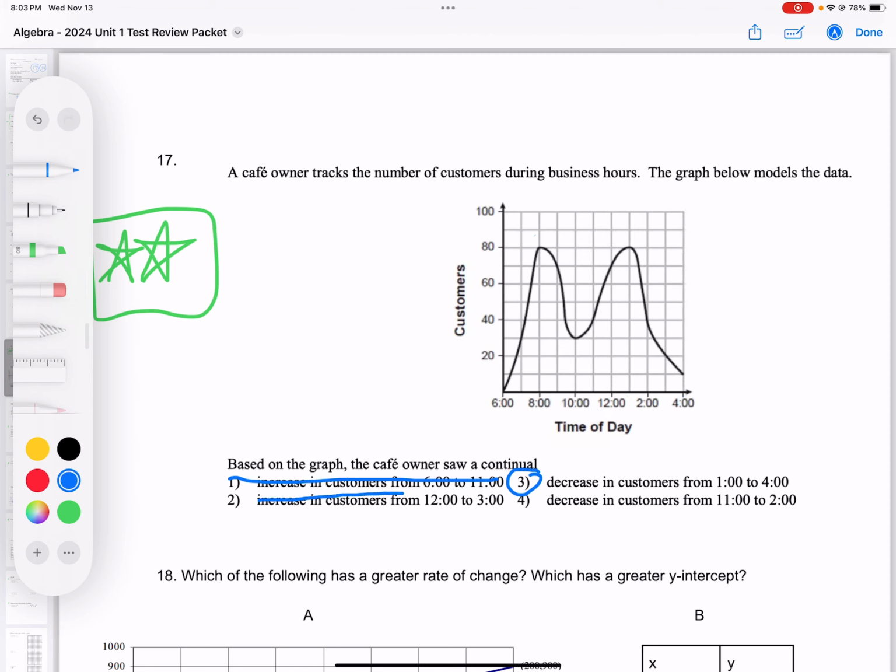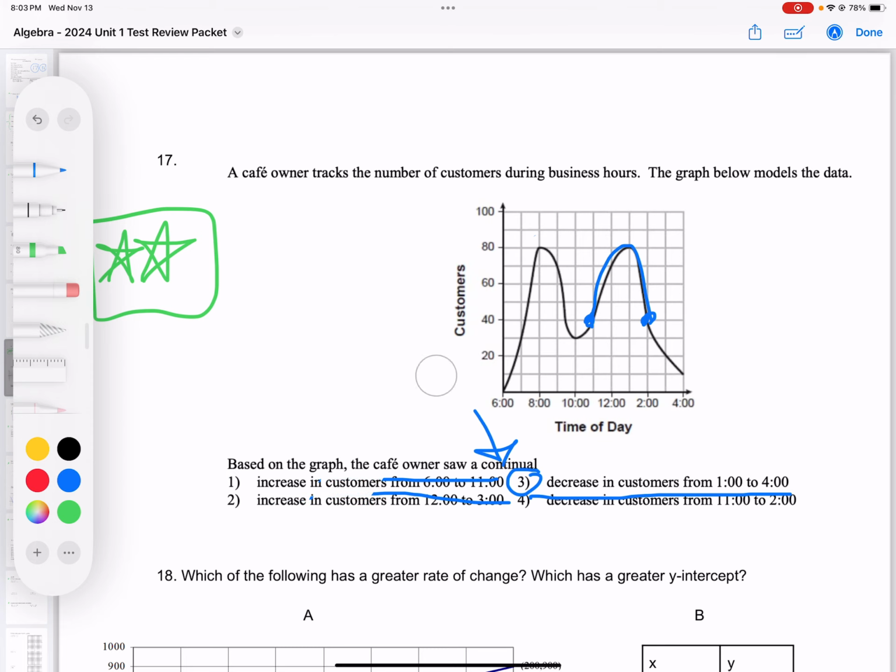So let's rule out the other ones. Increasing customers from 12 to 3. Was it increasing strictly from 12 to 3? It starts here. It ends up here. So it increases for a second, but then it decreases the rest of the time. And lastly, a decrease in customers from 11 to 2. That is saying we decrease from 11 until 2. It increases for a bit, and then it begins to decrease, but it is not a constant or continual decrease over that interval.